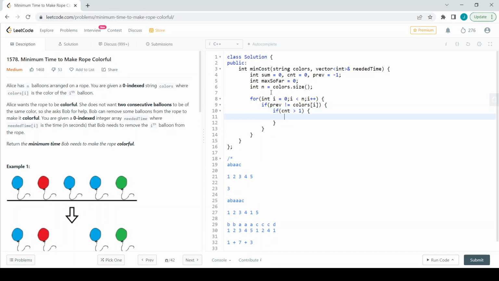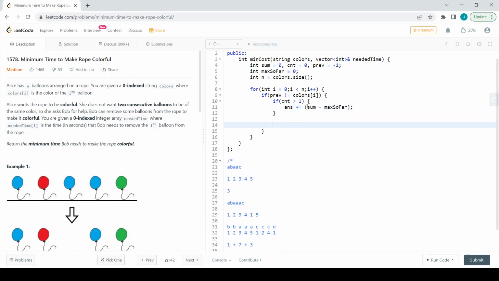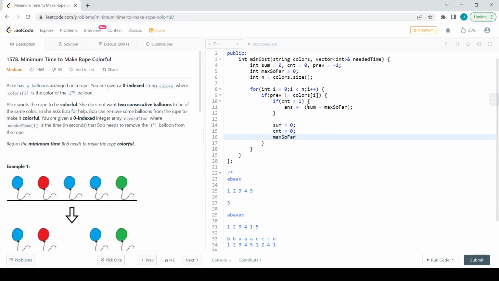If this condition is true, then I will be adding to my answer the total sum minus the max so far. So I will be adding this to my answer, so that I will get the minimum time. Then after that I have to reset those values. So I will reset sum equal to 0. I don't want to reset this previous. I will reset this counter to 0, and max so far to 0. So I have reset the values.